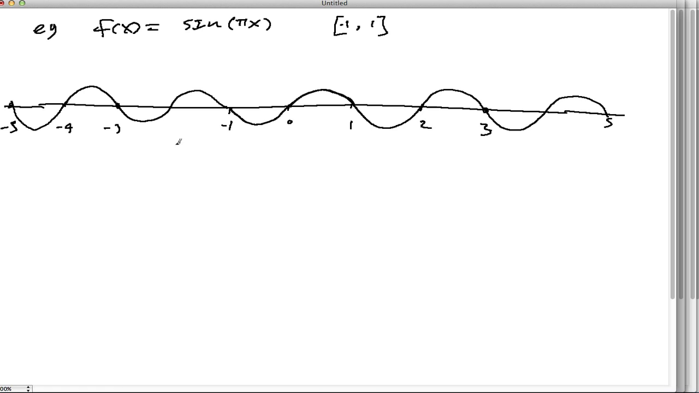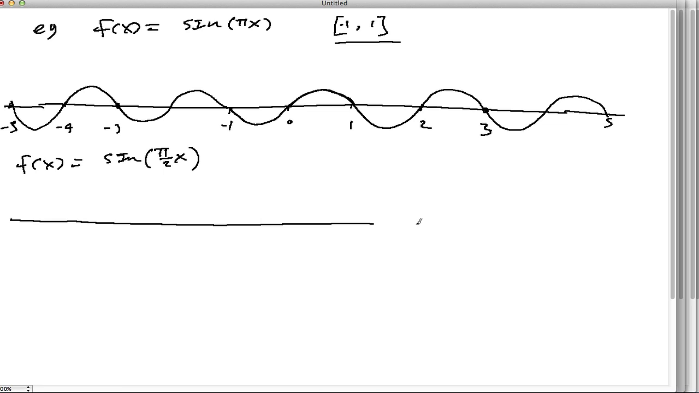And so on and so forth. But now let's try another one. Let's try f of x is equal to sine pi halves x. And we're going to go over the same interval, -pi to pi, or -1 to 1. So where we're heading now is, it's going to go like this, right?